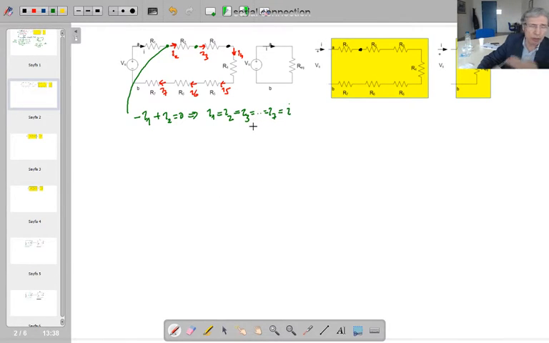Now that is a general rule that we can say: serially connected resistors' currents are equal to each other. This is not only for the resistors. For any element, if they are serially connected, their currents are equal to each other.